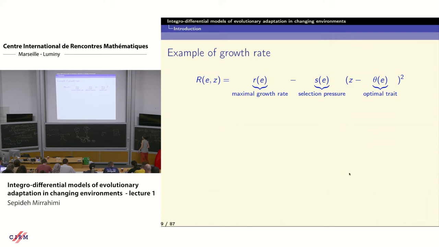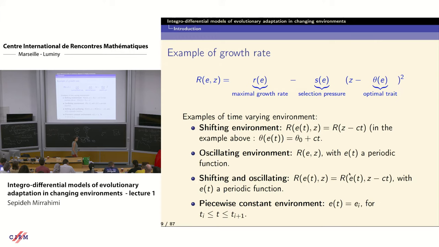And then S measures how flat this curve is. So it is related to the curvature, and it shows how strongly we are selecting around the trait theta of E. So it is known as the selection pressure. Okay, it's called selection pressure. Of course, here we want to make all these parameters depend on the environment. So these constants would depend on E.